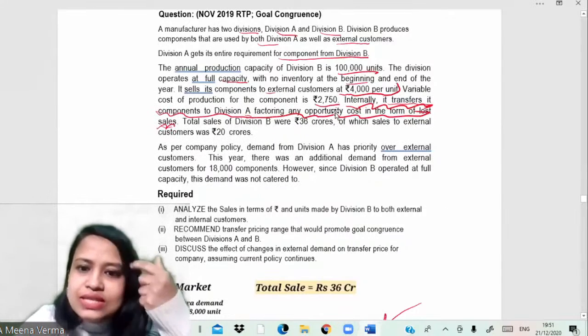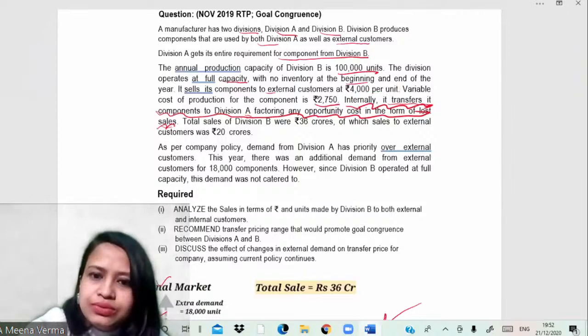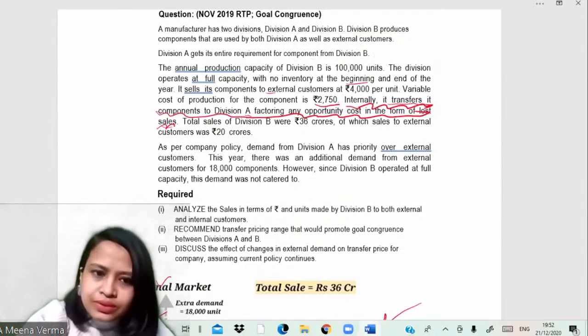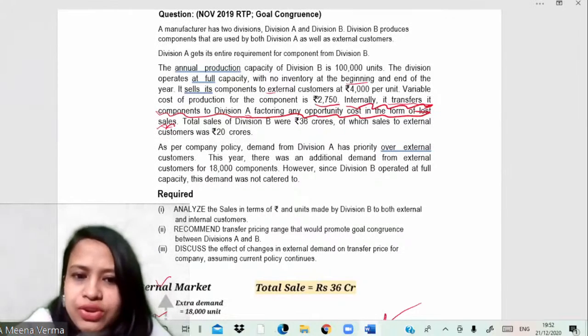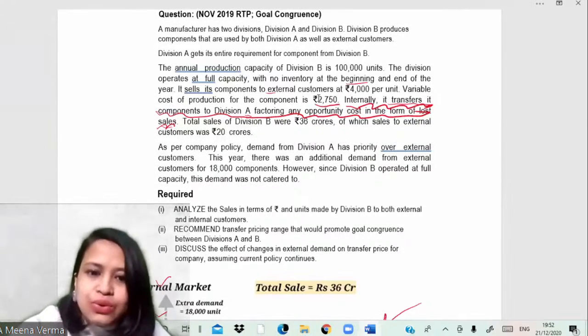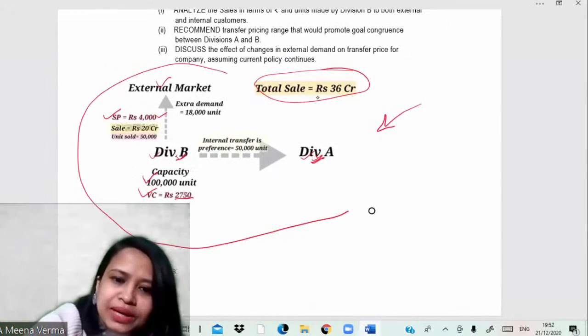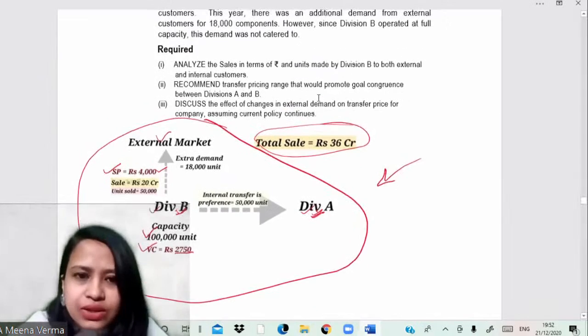Okay, we will discuss these lines while solving the question. Okay, these lines. Total sale of Division B were 36 crores. See, the total sale of the entire company is 36 crore.